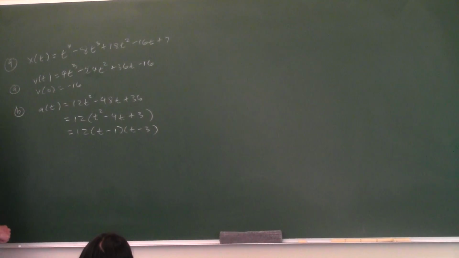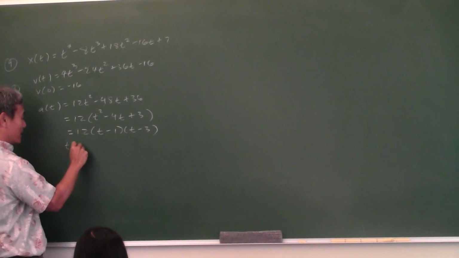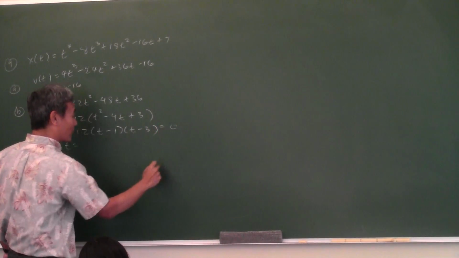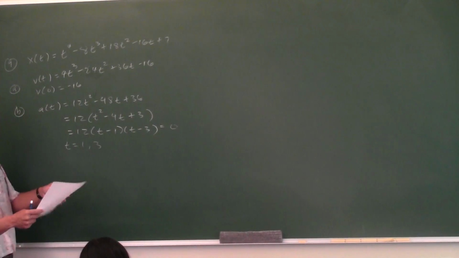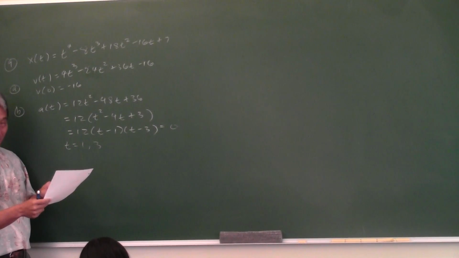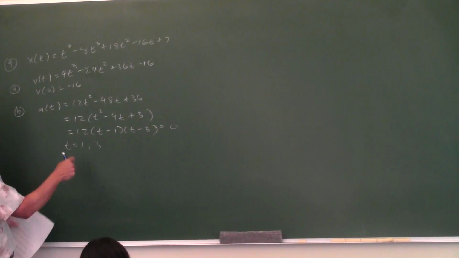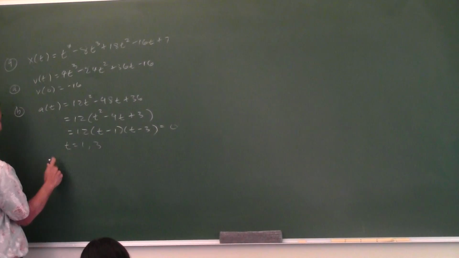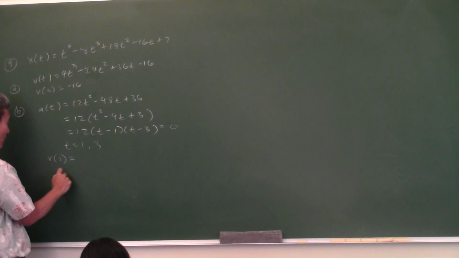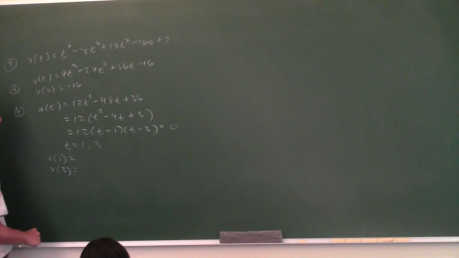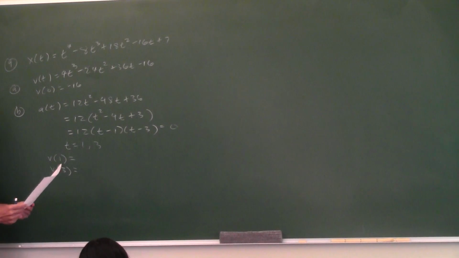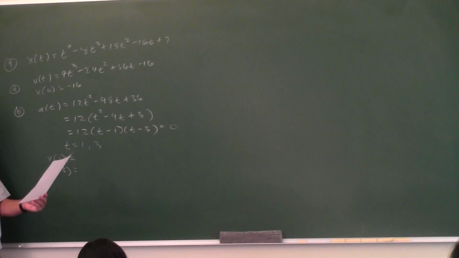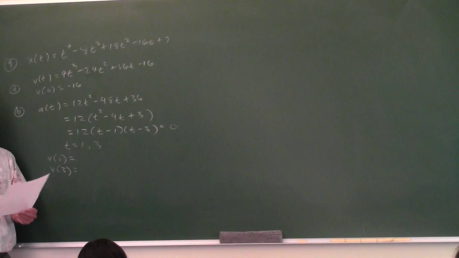So here's the acceleration. When will the acceleration be 0? When t is, when will this equal 0? 1 or 3. But then it says, find the velocity at each of these times. So what you have to do is take each of these numbers and plug it into the velocity. So you need to compute v of 1 and v of 3. Can I trust you guys to plug in 1 and 3? You guys can do that, right? Yeah.